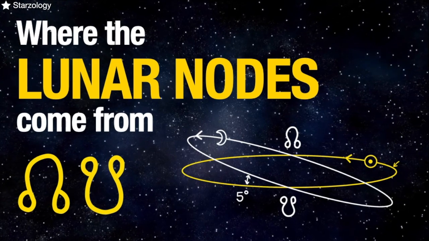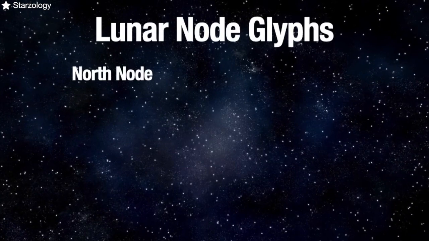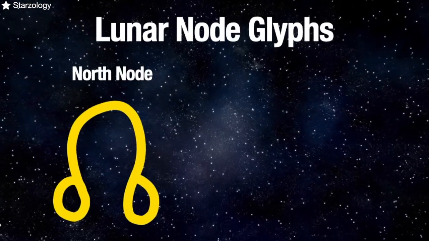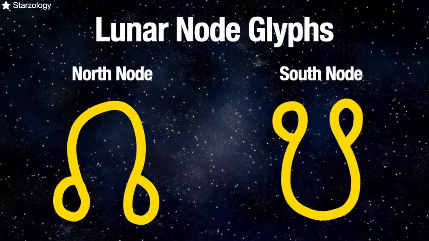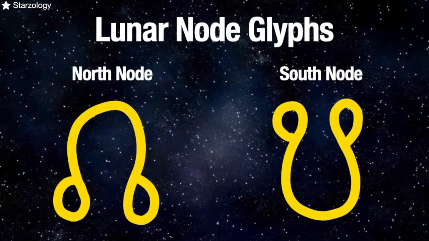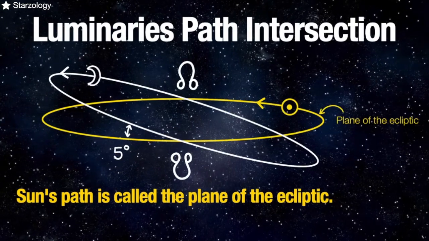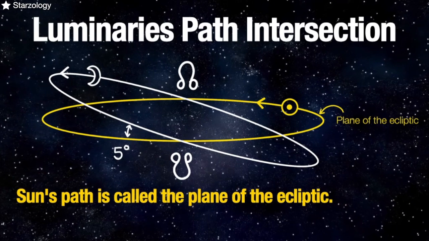Okay, so where the lunar nodes come from. First, let's have a look at the lunar node glyphs. So the north node looks like this. It's actually very similar to the symbol for the business Lululemon, and then the south node is drawn like this. So you will see these two symbols on charts, and the actual luminary path intersection where the sun's path is, which is known as the plane of the ecliptic, shown here in yellow.